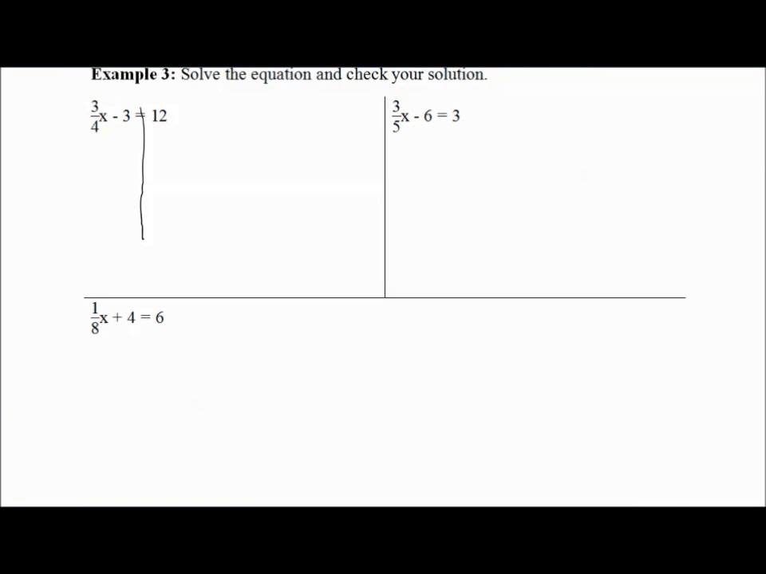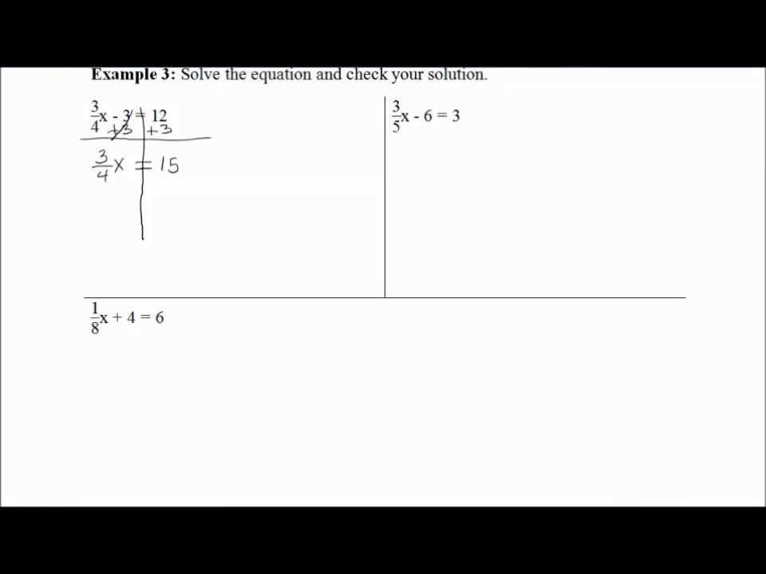I'm going to start off the same way as I did other equations. I concentrate on the minus 3 and I want to do the opposite, the inverse. The opposite of minus 3 is to add 3. So I'm going to plus 3 to both sides of my equal sign. I'm going to bring down what I have left. That gives me 3/4 x. Negative 3 plus 3 is 0. Bring down my equal sign. And then 12 plus 3 is 15.